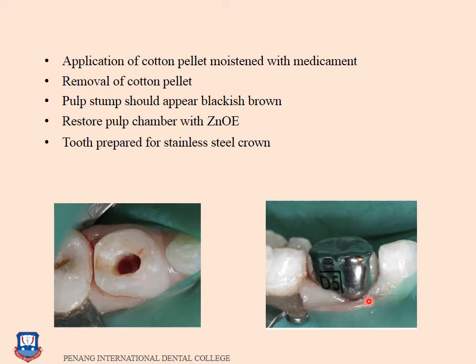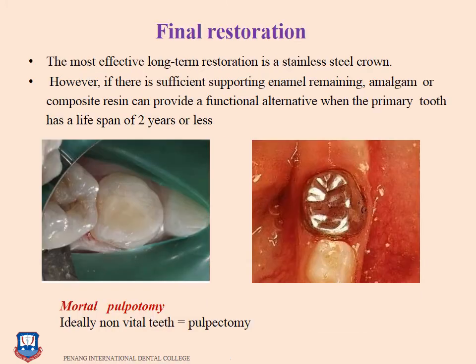So, this is what the post-operative post endodontic treatment was done, that is a stainless steel crown has been given to the patient. So, the final restoration, the most effective long term restoration is a stainless steel crown. However, sometimes if the supporting enamel is still remaining, then we can give amalgam, or composite resin can also provide a functional alternative, especially in the primary tooth which has a lifespan of 2 years or less.